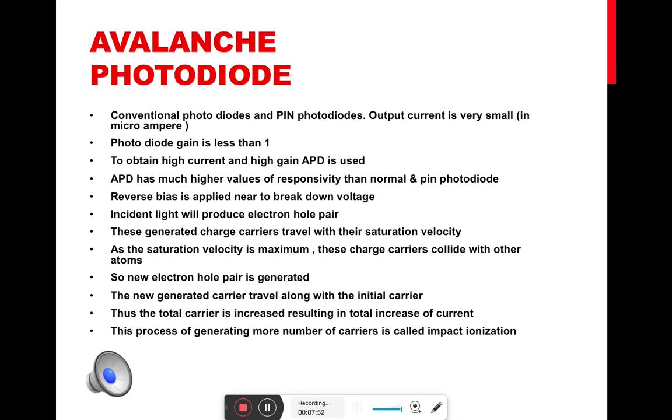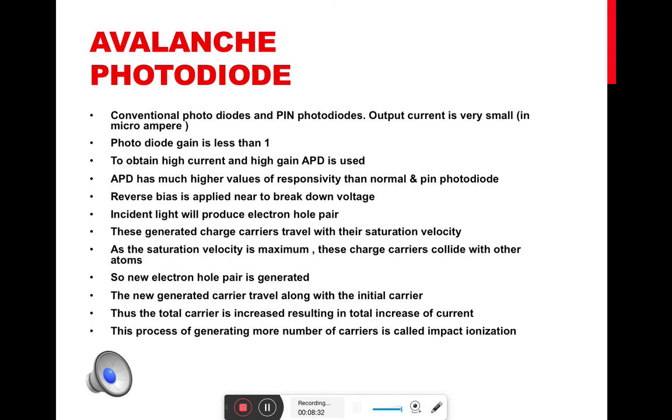We have a set of charge carriers that are generated because of the incident light. Since we are applying the reverse bias voltage near the breakdown voltage, the charge carriers travel with a saturation velocity, which is a higher velocity. Because of this, these charge carriers will collide with other atoms, creating new electron-hole pairs. So the net electron-hole pairs generated is on a higher side, and a higher current is produced.